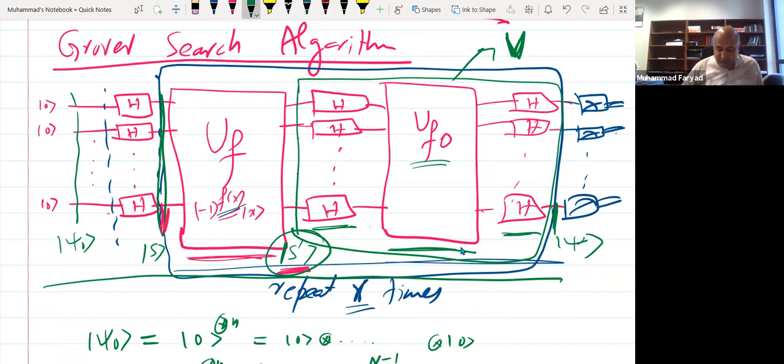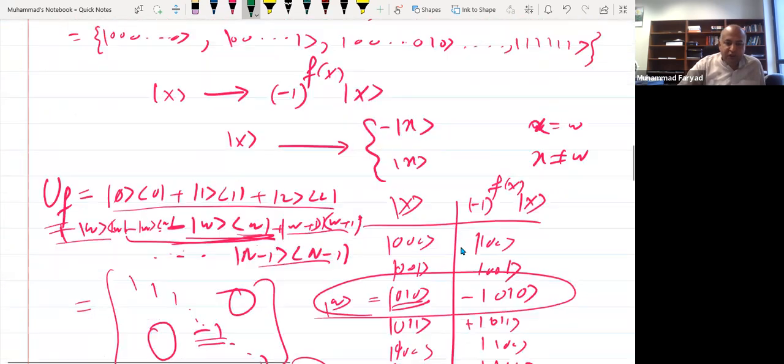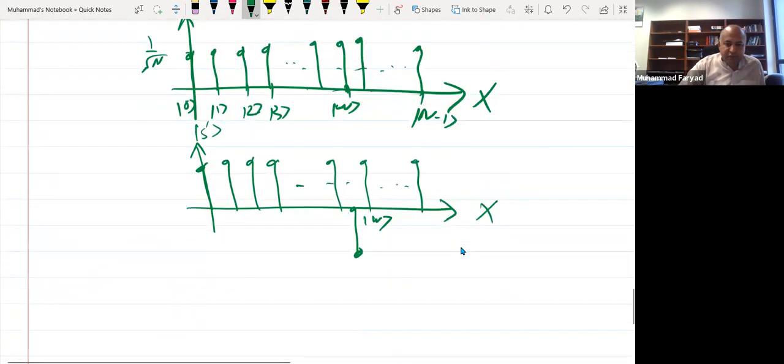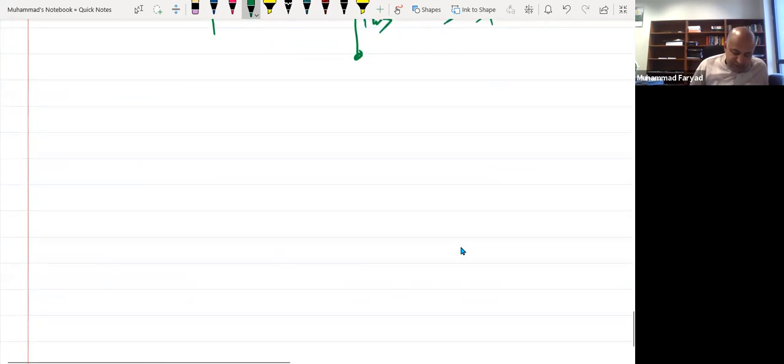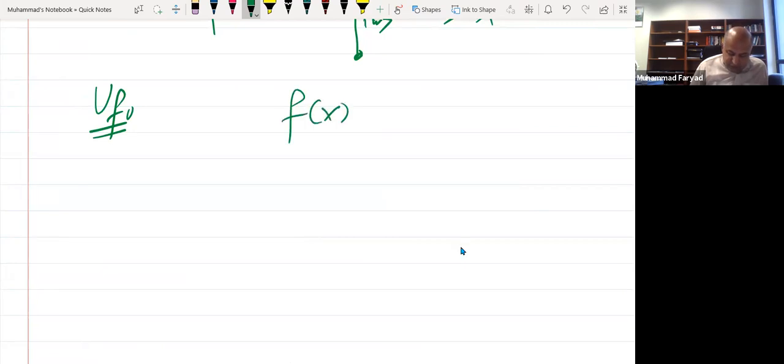And let's first build this operator, and then we will apply this operator on the state S prime to find the state at the end of this diffuser. And for that, let's start the discussion from UF naught. So this UF naught is just like the Grover oracle, but it works like this. This is a fixed one. It doesn't depend on the solution. Remember, it doesn't depend on the solution.